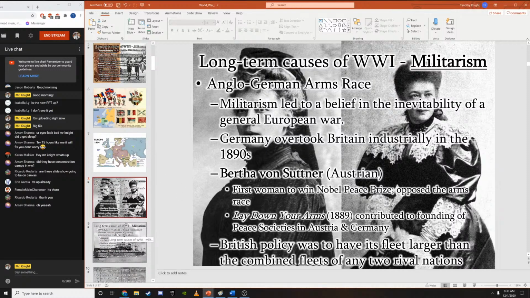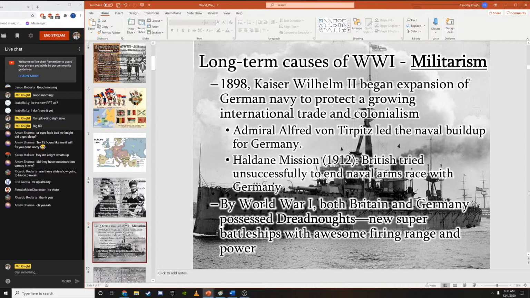But in 1898, Kaiser Wilhelm II, Kaiser just means like emperor. Kaiser comes from the word Caesar. König means king in German. But anyway, Kaiser Wilhelm II began the expansion of the German Navy to protect a growing international trade and colonial empire that Germany was trying to establish. And he puts Alfred von Tirpitz in charge, who was an admiral who led the naval buildup for Germany.